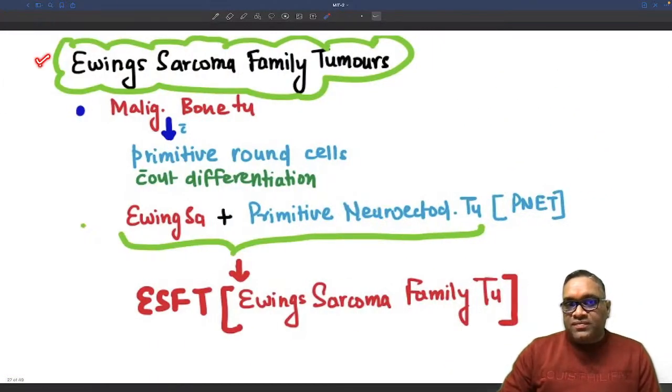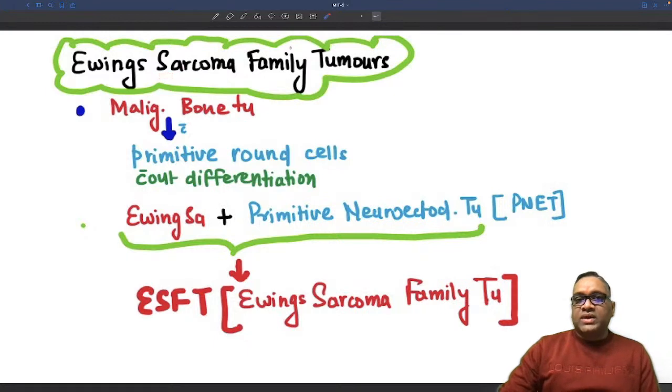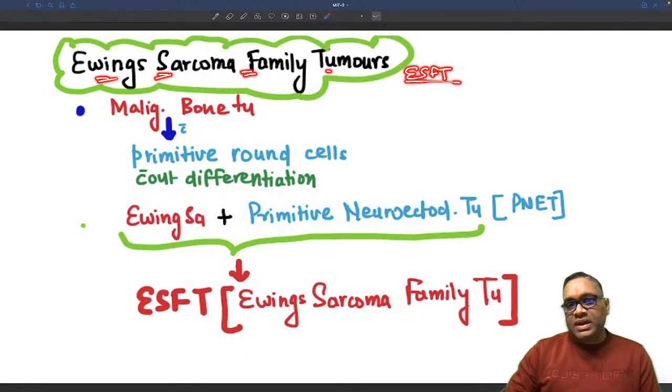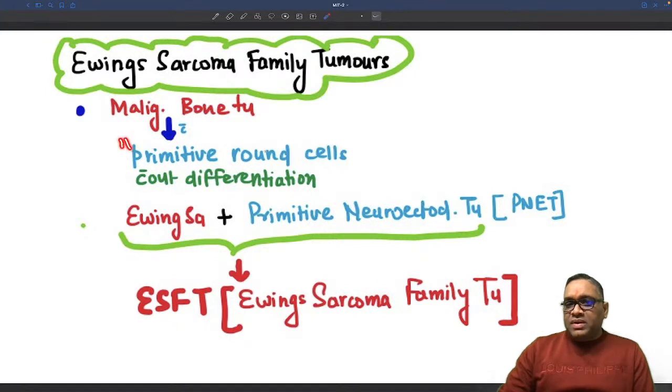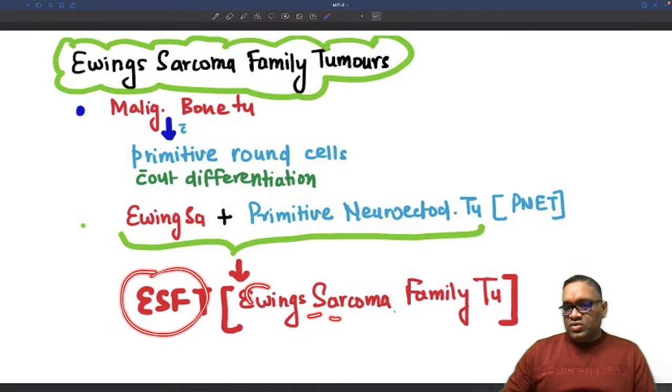Now, how are you going to identify Ewing sarcoma? Ewing sarcoma, nowadays it is called ESFT, Ewing sarcoma family tumor. Because it is a malignant bone tumor which will have primitive round cells without differentiation. So remember, these are the primitive round tumor cells. We can also call them small round blue cell tumor cells. So primitive round blue tumor cells, but there will be no differentiation. That is why Ewing sarcoma along with primitive neuroectodermal tumor origin are called Ewing sarcoma family tumors, right?